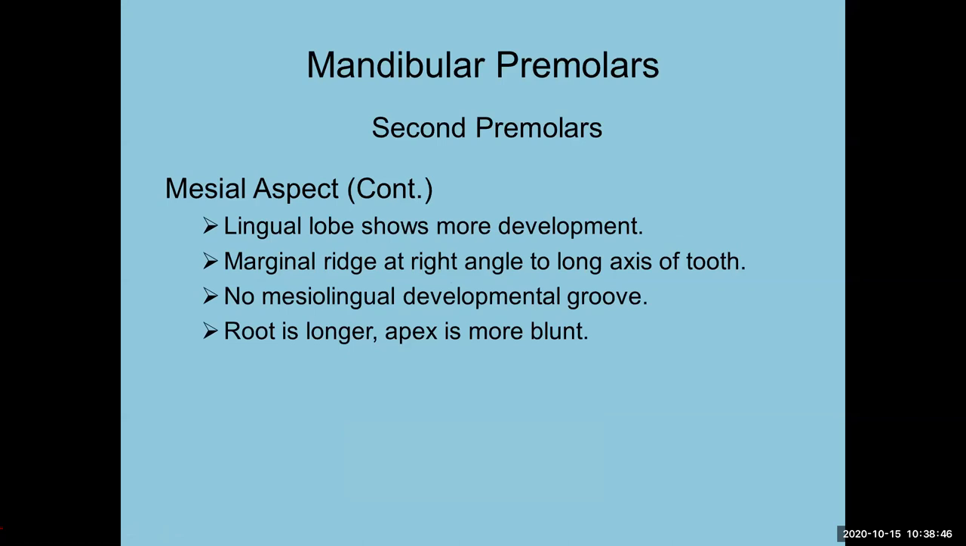And the marginal ridge is at right angles to the long axis of the tooth. So we've got the long axis of the tooth and the marginal ridge. So it's more flat on the occlusal table. So that's what that means. This is the occlusal. Versus on the first premolar, remember you've got that lingual tilt. It's not perpendicular.